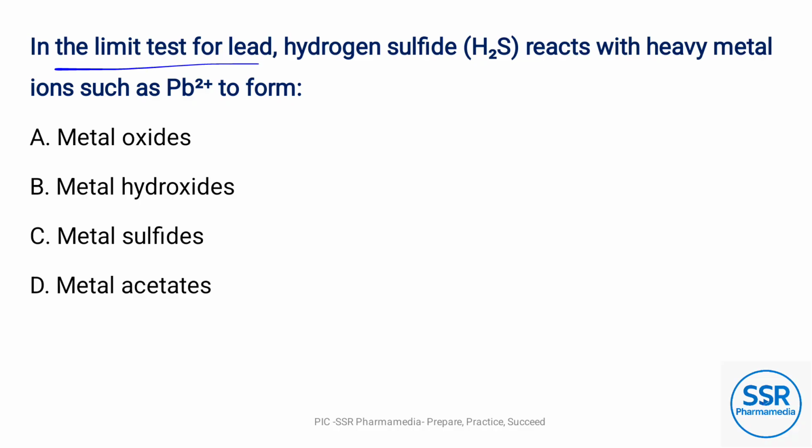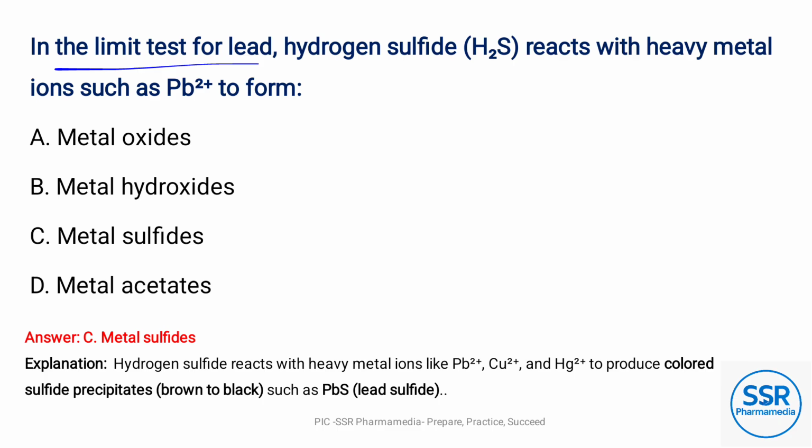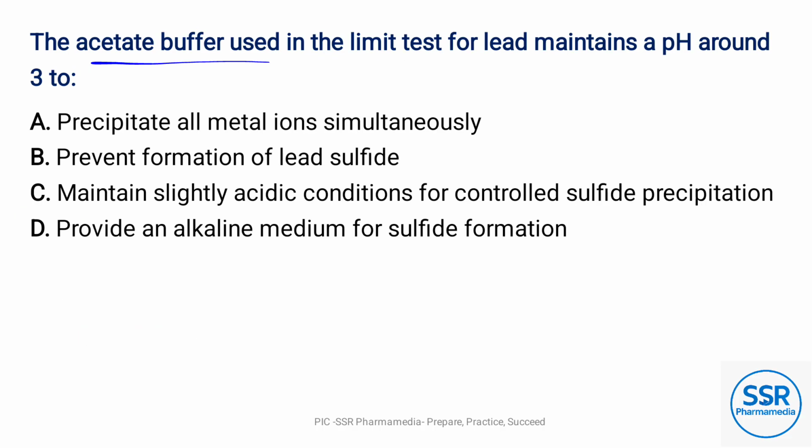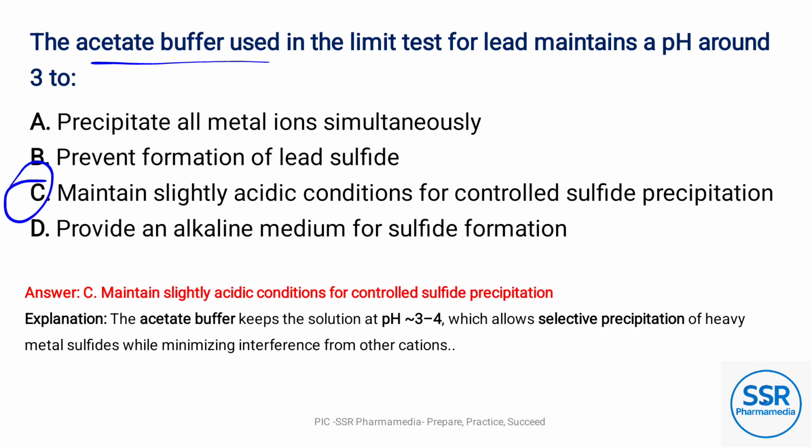So in the limit test for lead, hydrogen sulfide reacts with heavy metal ions such as lead to form, so option C, metal sulfides. Hydrogen sulfide reacts with heavy metals like lead, copper, mercury to produce colored sulfides, corresponding metal sulfides such as lead sulfide. Its color is brown to black. The acetate buffer used in the limit test for lead maintains a pH around 3 to 4, so option C, maintain slightly acidic conditions for controlled sulfide precipitation.